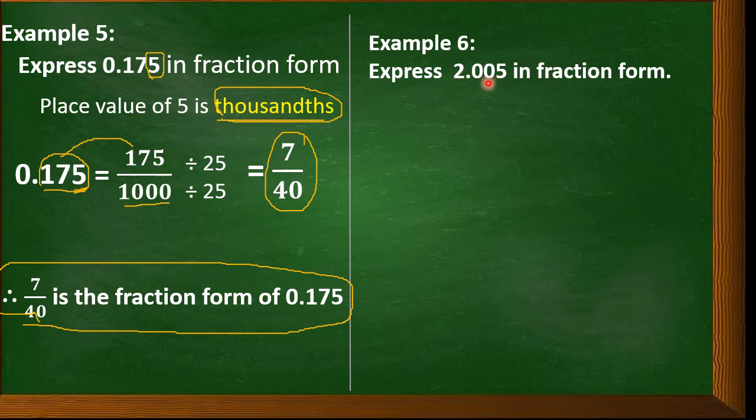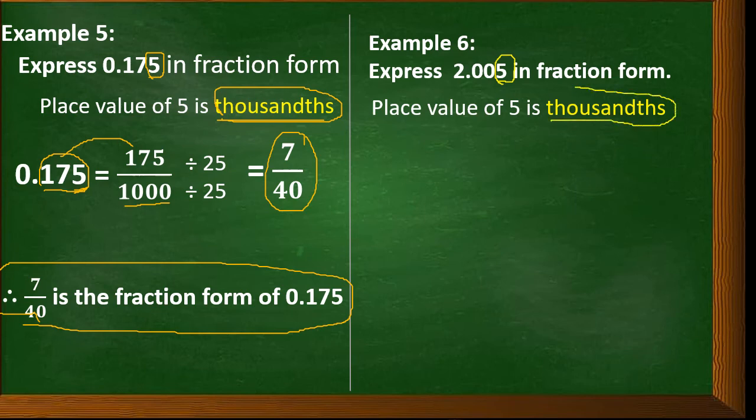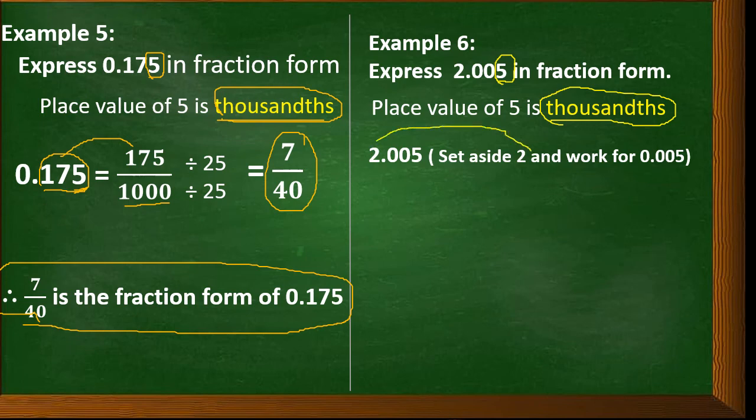Express 2 and 5 thousandths in fraction form. So in here we have also a whole number. Same with example number 5, we have to determine the place value of the last digit after the decimal point. Our last digit after the decimal point is 5, and the place value of 5 is on the thousandths place. So meaning to say, the denominator of our fraction is 1000. So what shall we do with the whole number? For a while, we set aside 2, and we work on the decimal part, which is 5 thousandths.